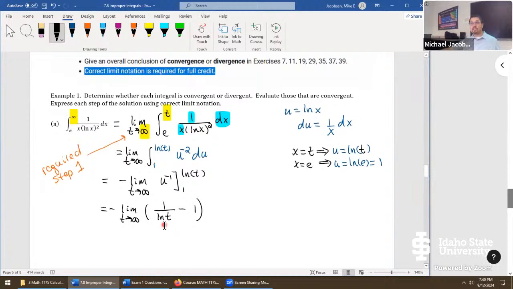So now we need to take this limit, and this one's not so bad. We just need to know something about the natural logarithm function. Would you agree that, as t goes to infinity, or let me say it a better way, the limit as t goes to infinity of natural log t, you would happen to know that limit right there. What happens in the limit for natural logarithm?